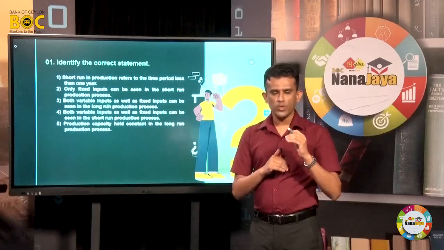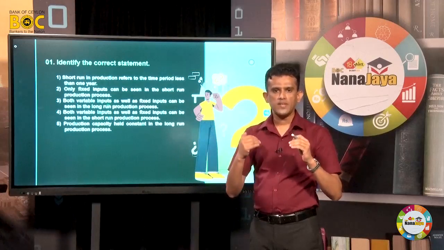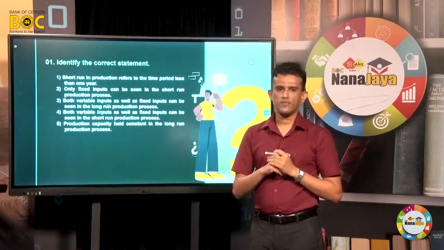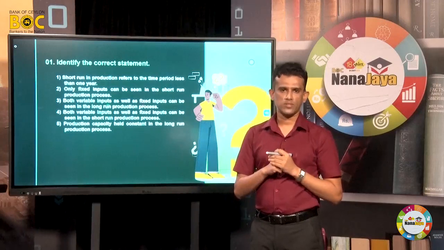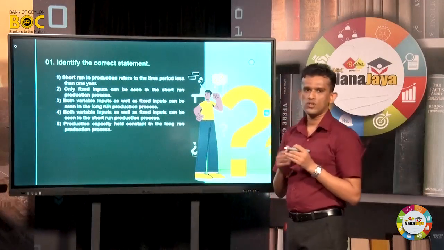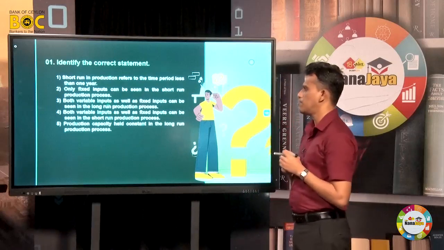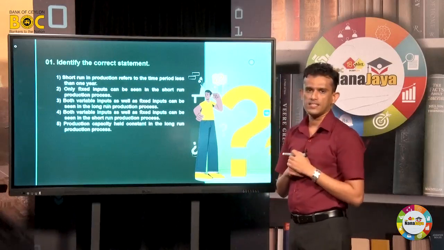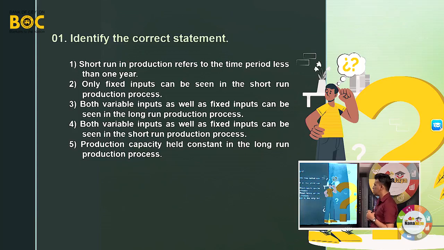Therefore, both variable inputs as well as the fixed inputs are identified within the long run production process. We will see. So, the second answer is also wrong and it cannot be identified as a correct answer. Third answer: both variable inputs as well as fixed inputs can be seen in the long run production process.